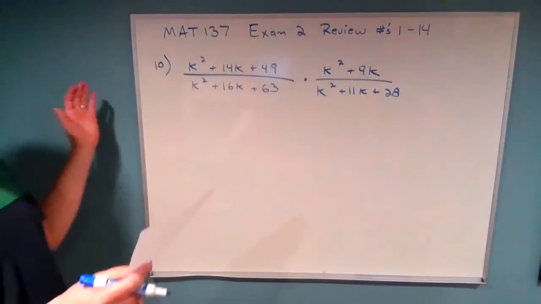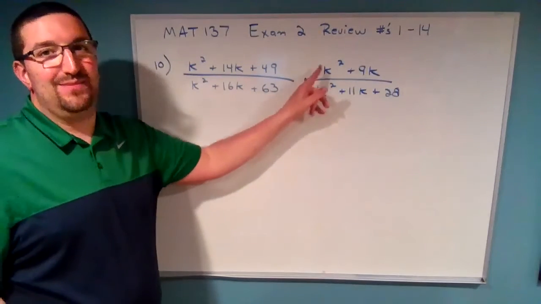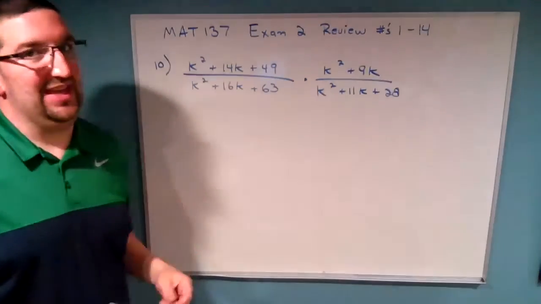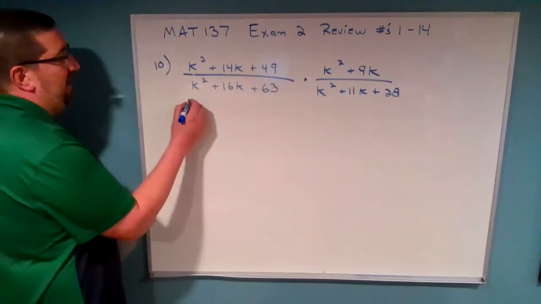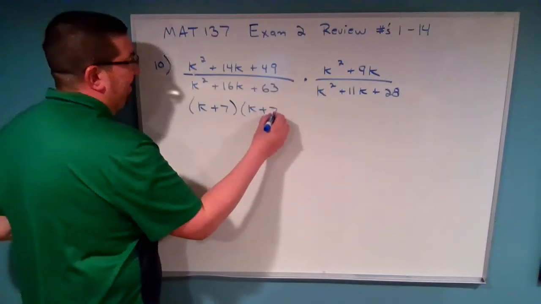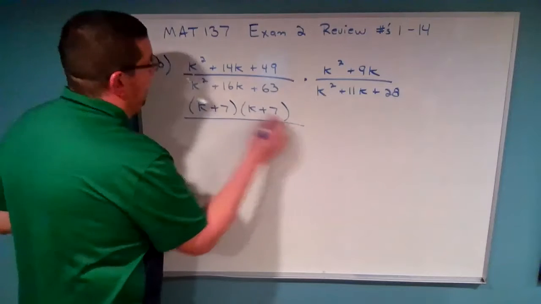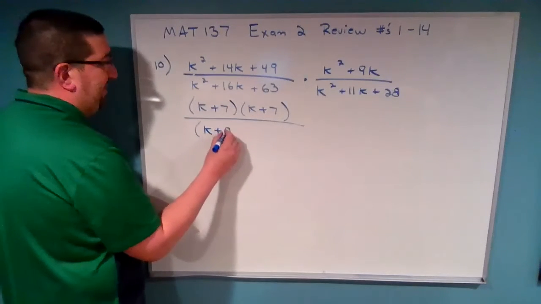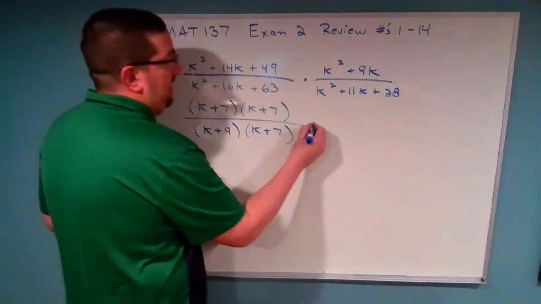Now, number 10 is pretty complicated. We have a trinomial over a trinomial times a binomial over a trinomial. What we have to do here is factor everything. So k squared plus 14k plus 49 would factor to be k plus 7 times k plus 7. 7 times 7 is 49. 7 plus 7 is 14. K squared plus 16k plus 63 would be k plus 9 times k plus 7.